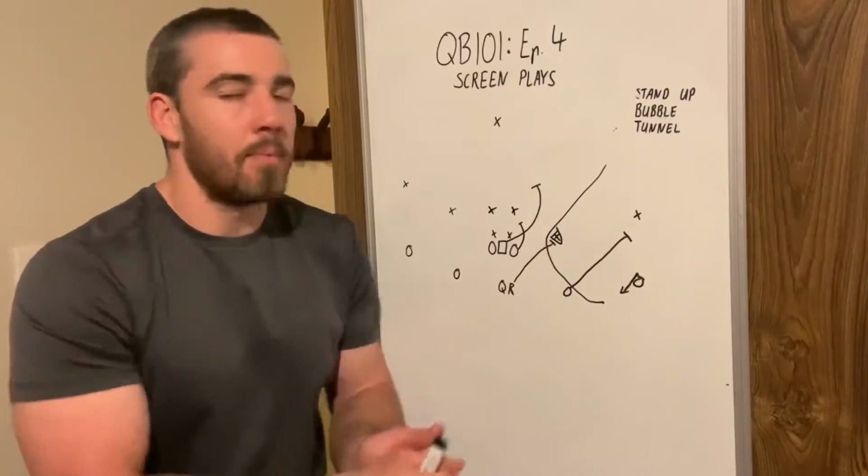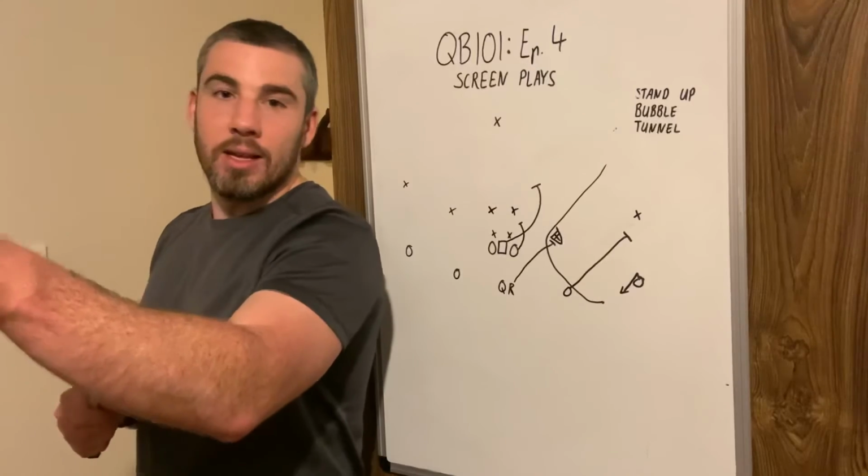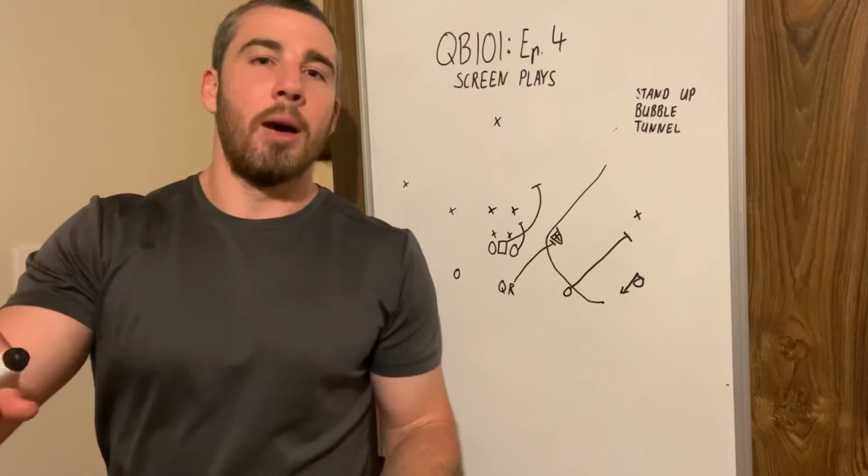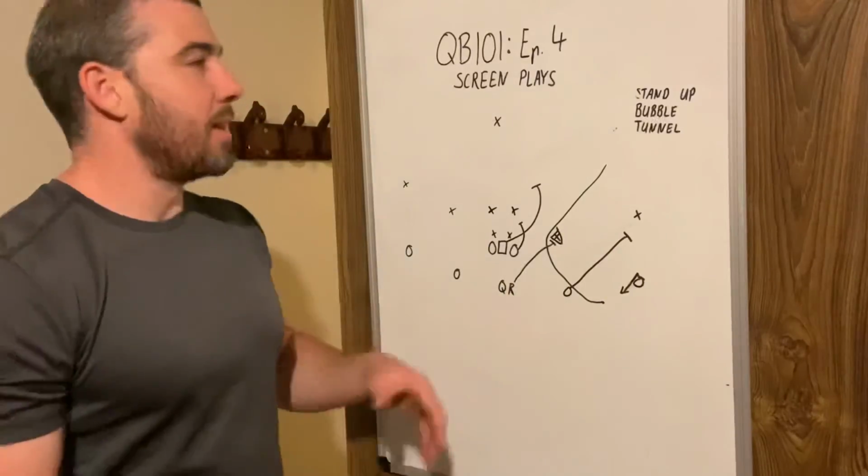So we take the snap, flip your hips. Is the linebacker going to be in the way of the ball? No, they're not. We're throwing that ball fast and accurate to complete that tunnel screen.